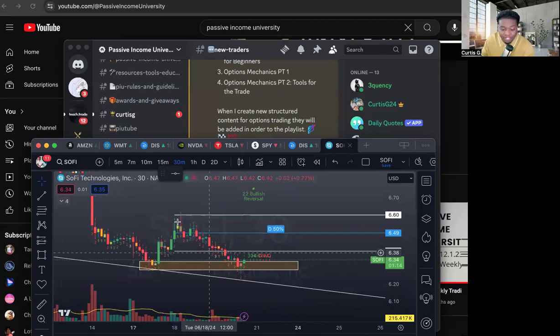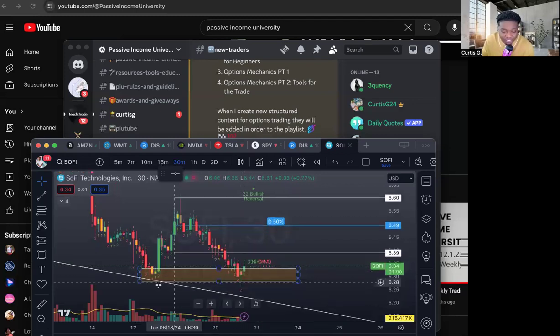You could wait. It might take a couple of days or a week or so for SoFi to get up here before blasting off. Or if you're confident and you've got another indicator or mechanism that you use to tell you to get into calls, you might want to now. Another thing that you can use, let's just say that this was truly the support and resistance zone.